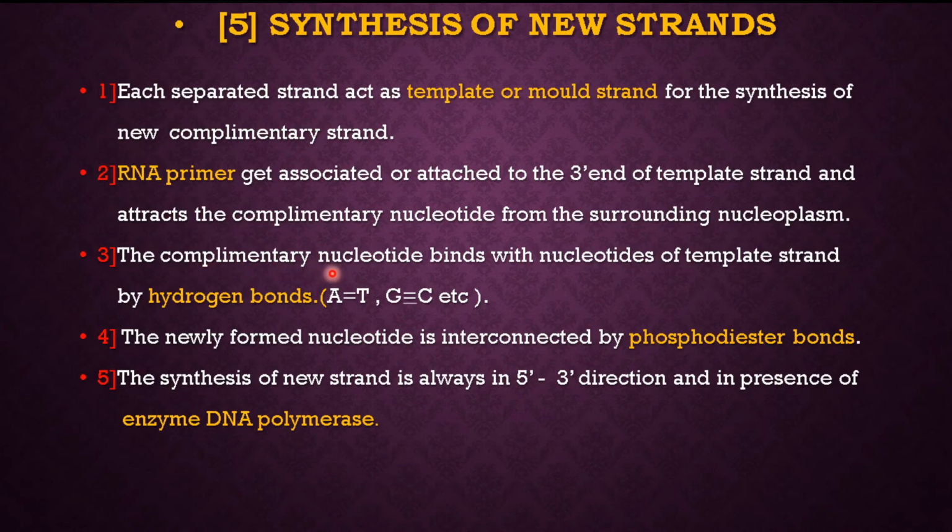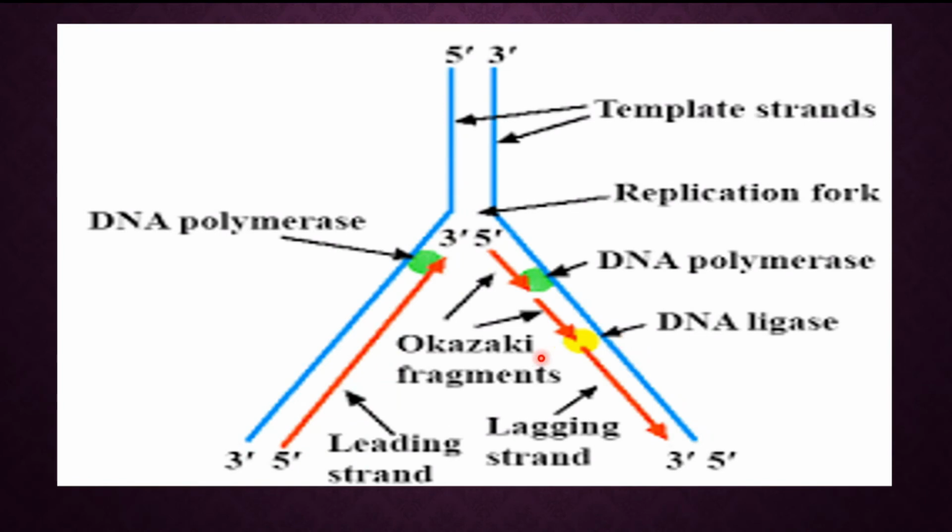The complementary nucleotide binds with the nucleotides of the template strand by hydrogen bond, and the newly formed nucleotides are interconnected by phosphodiester bond. Means what? See here, if here adenine is there, here RNA primer will bring thymine. These two nucleotides are combined together with the help of hydrogen bond. Whatever nucleotides are present here on the template strand are bound with the help of hydrogen bond.